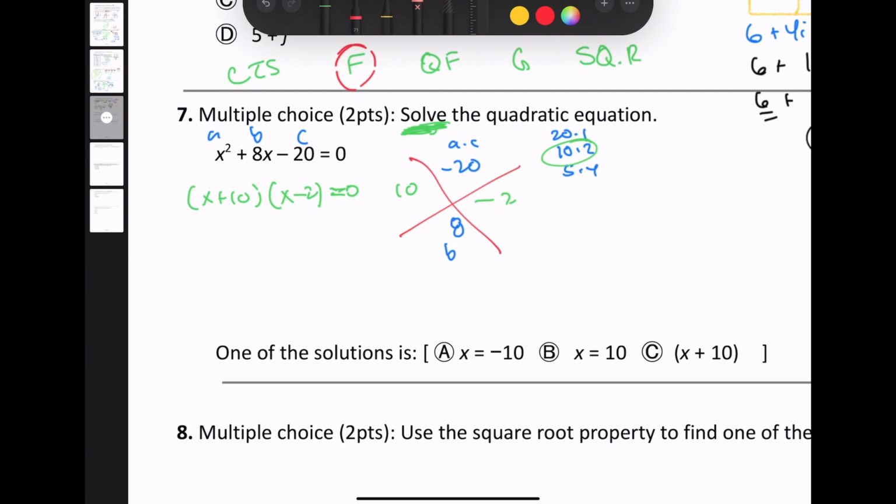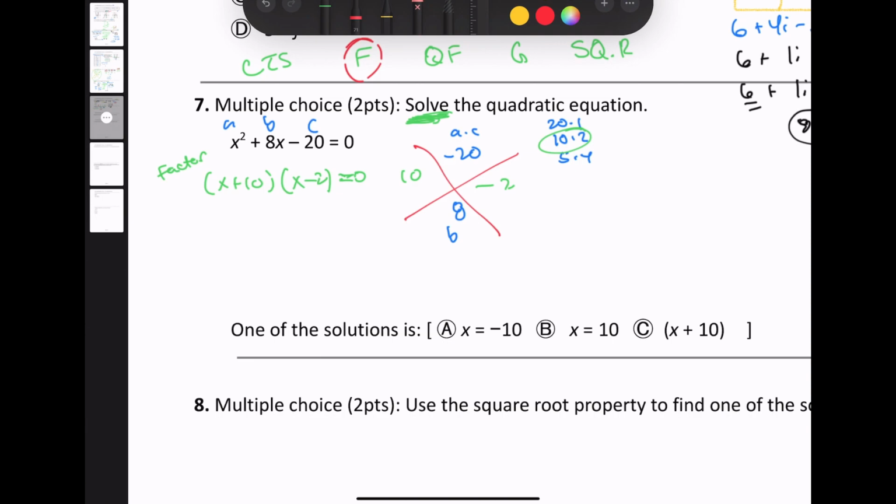the green here is what we would call the factored form, but they're asking us to solve. So solve means set it equal to 0. X plus 10 equals 0, x minus 2 equals 0. Subtract 10, x equals negative 10 and 2. That means the only choice we have is B.